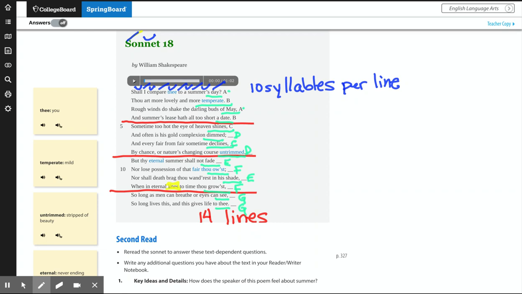So in the beginning, we have it. It's about the speaker questioning the reader. In the second quatrain, it's about what's wrong with beauty. Beauty has problems. And the third quatrain is really about the reader and what the reader is going to possess forever because she's been written about. Now, the last couplet, by definition, should have its own meaning. So let's take a look.